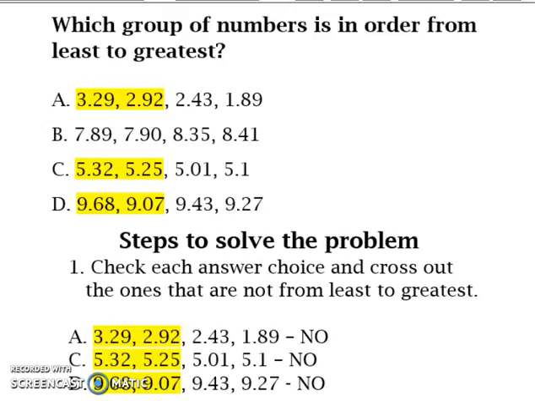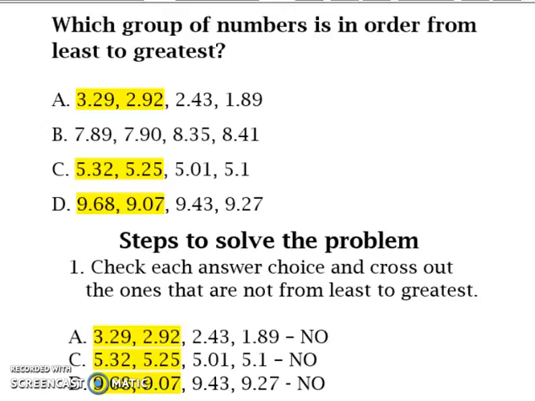So looking at A, we start at 3.29, but then the second number is 2.92. Since 2.92 is smaller than 3.29, we know that we can cross that answer choice out because it's incorrect. B, okay, it starts at 7.89, 7.90, 8.35, 8.41. Okay, we'll leave that one there.